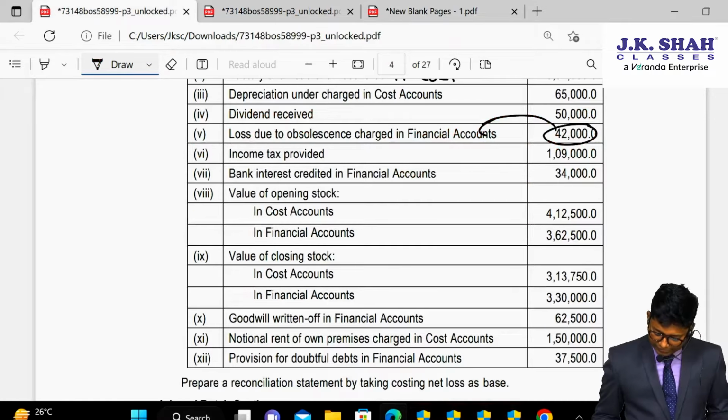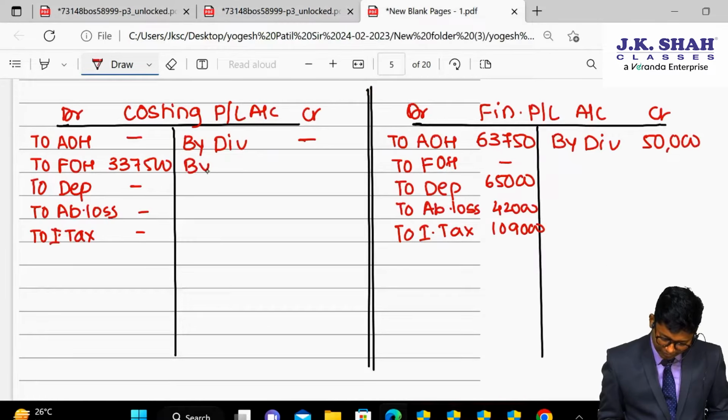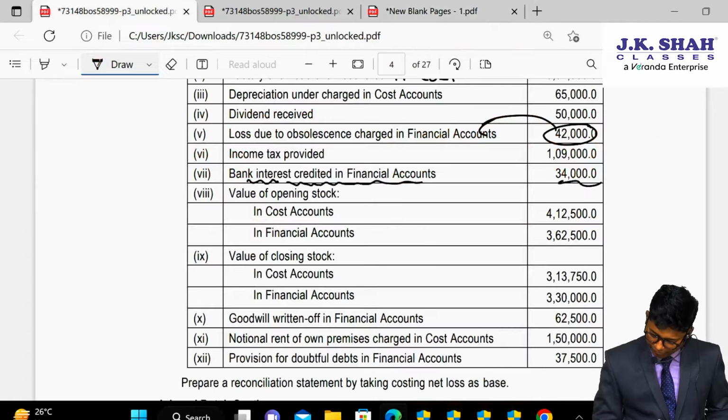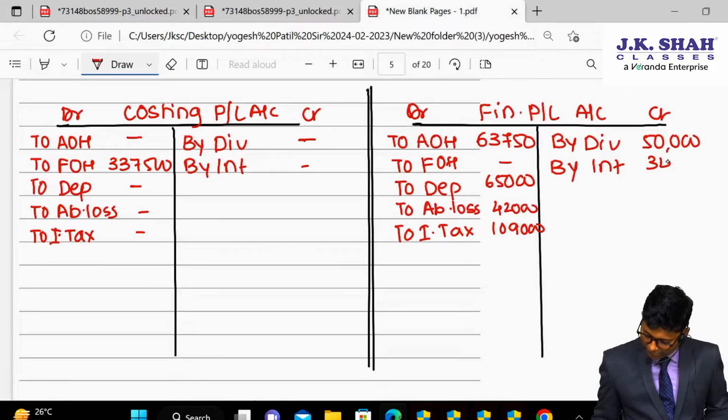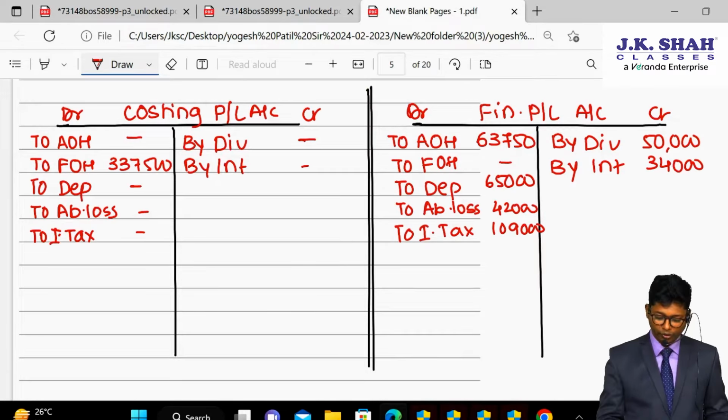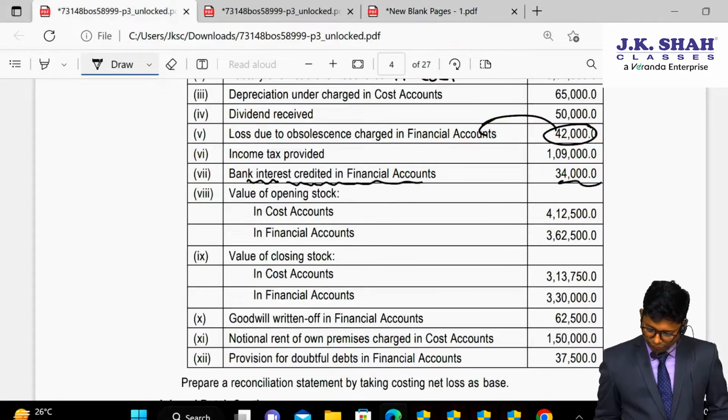After this, next item is bank interest. Now bank interest credited in financial account 34,000. So on the credit side I am recording interest, nothing is to be recorded in costing, but this interest is to be recorded in finance, and it amounts to rupees 34,000. Next point, value of opening stock is given.